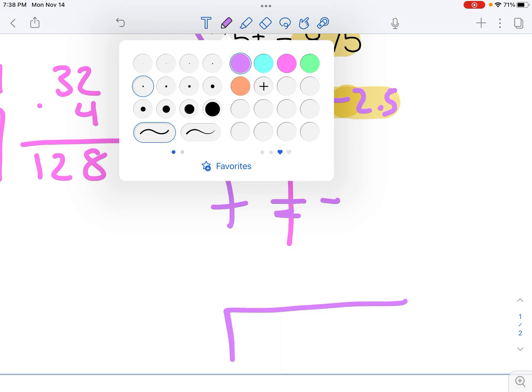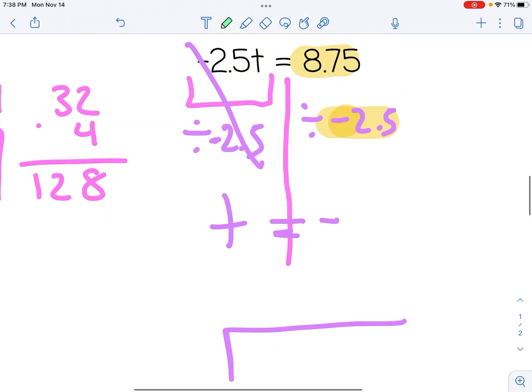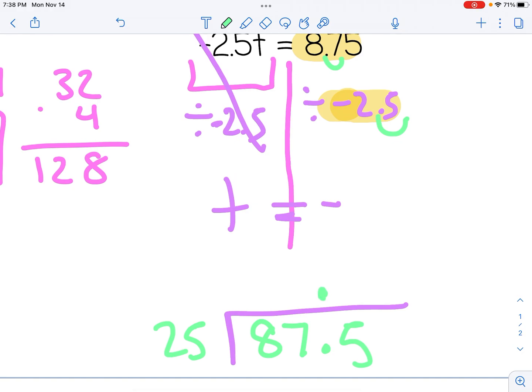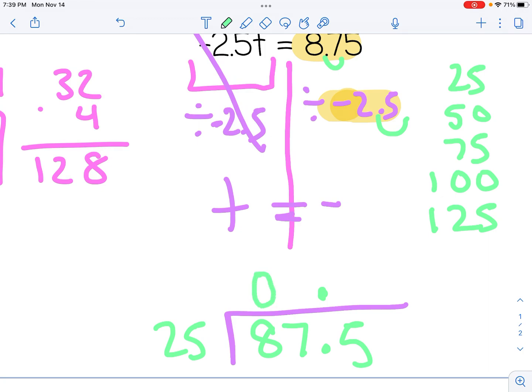In this case, I cannot have a decimal on the outside of my division house, so I need to move my decimal over. I only have to move it over one time to make a whole number, but I also need to move it over one time on the number that's going on the inside of my division house. Bring up your decimal so you don't lose your placing. I'm going to go ahead and start listing out multiples of 25 so that I can see how many times I can fit 25 into these numbers. 25 cannot fit into 8, but it can fit into 87 1, 2, 3 times.